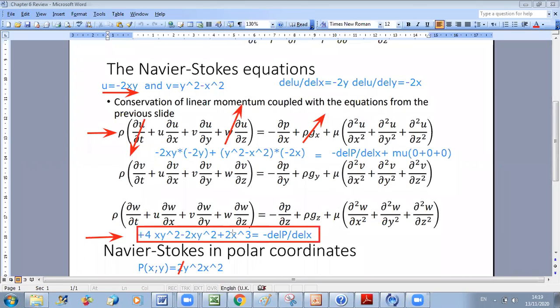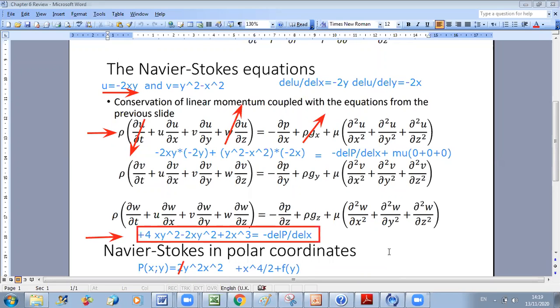What remains? It remains plus 2x cubed. So if I integrate this term, it's plus x4 over 2. Okay, plus x4 over 2. Plus, don't forget to add what? Function of y. Add function of y. Plus function of y. Okay.